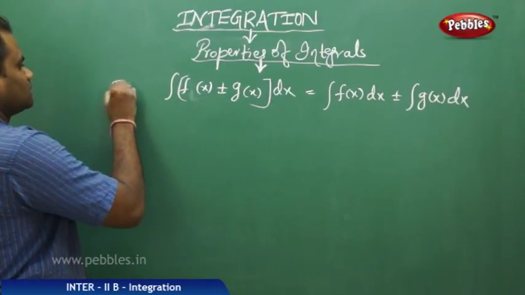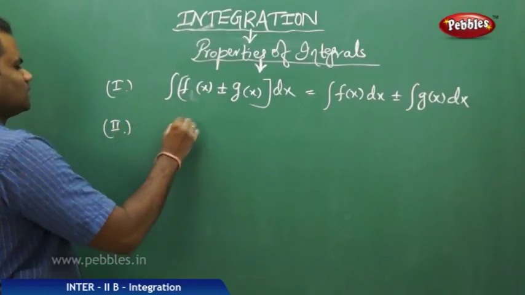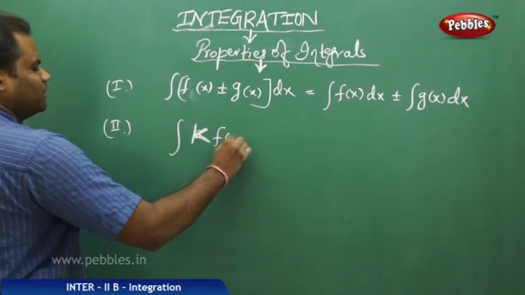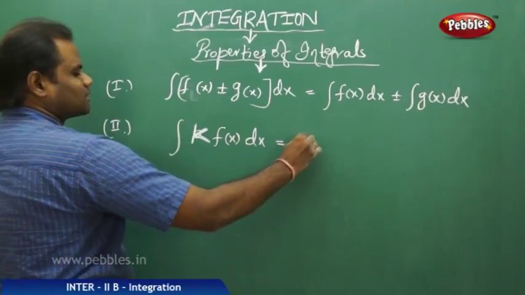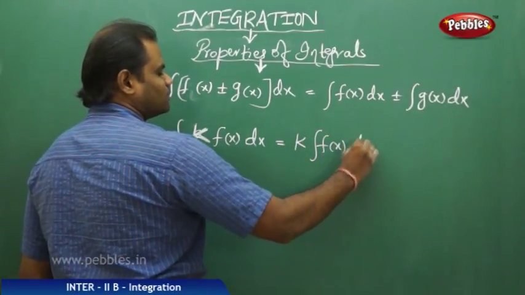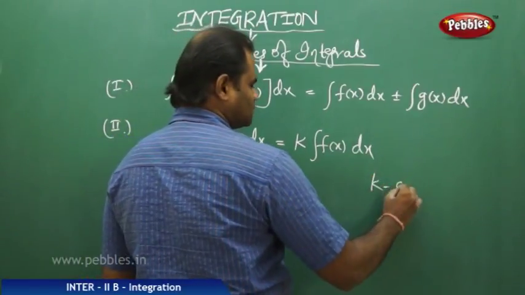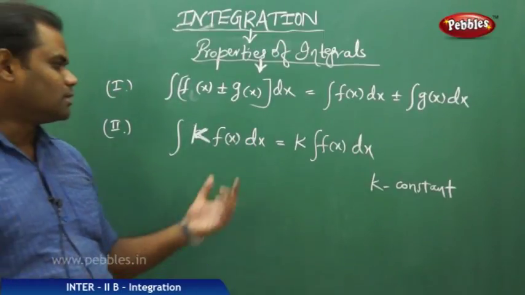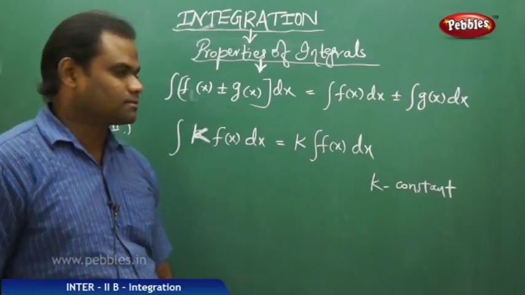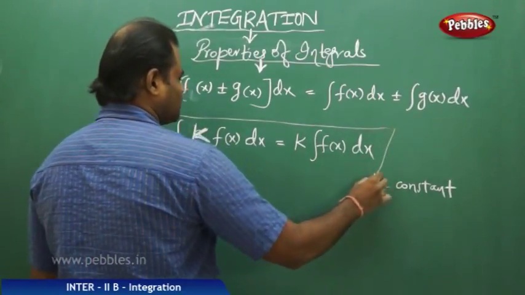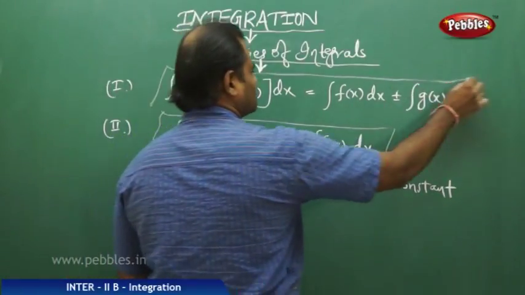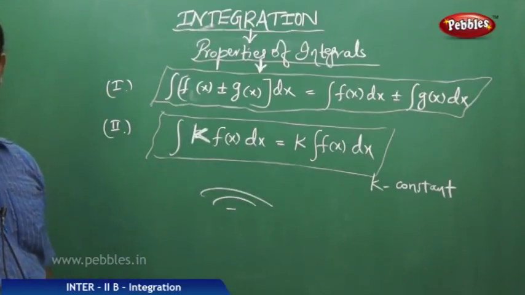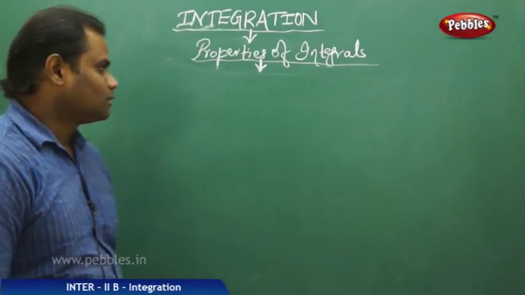And the second property is, if I have any constant k multiplied to the function, then that constant can come out freely out of the integration, because the multiplication of the constant does not affect the integration process. So these are the two properties of integration which we take into account when we solve some of the problems. Now continue from the session.